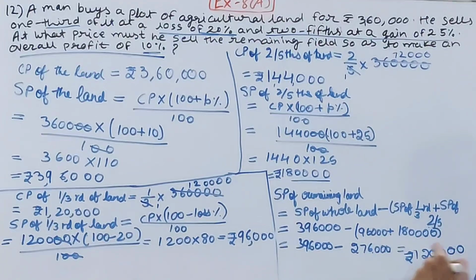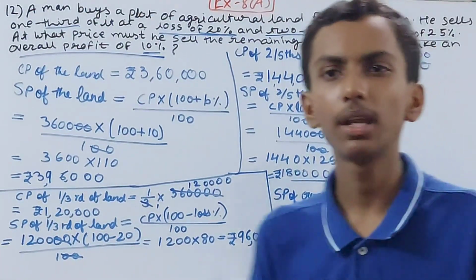So rupees 1,20,000 is your final answer. This is the selling price of the remaining piece of land.